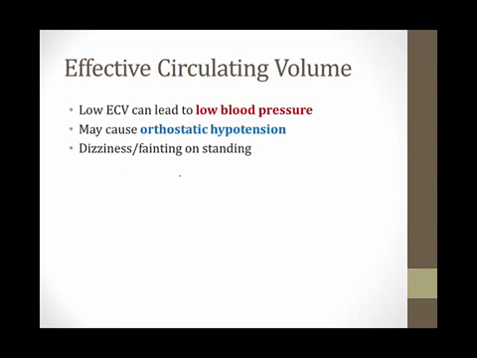One of the ways you can estimate the effective circulating volume clinically is by looking at the blood pressure. Low effective circulating volume can lead to low blood pressure. In addition, a classic sign of low effective circulating volume for any reason is orthostatic hypotension. Patients who have low ECV when they stand up will have a significant drop in their blood pressure. This is called orthostatic hypotension, and this can lead to dizziness or fainting on standing.